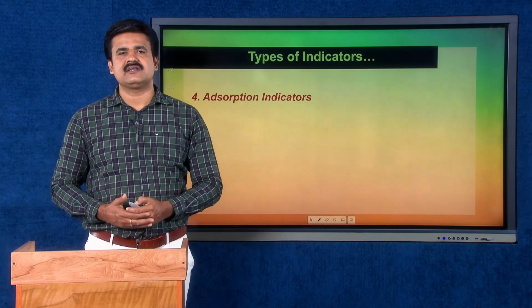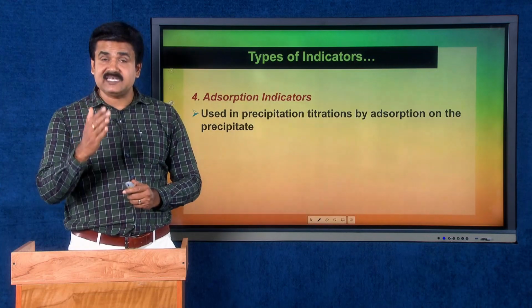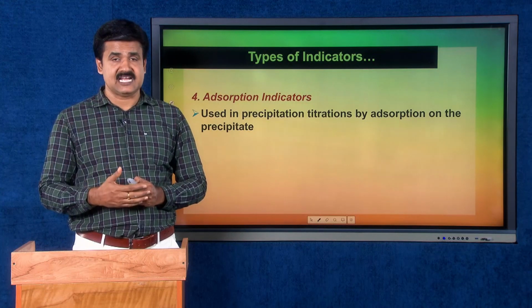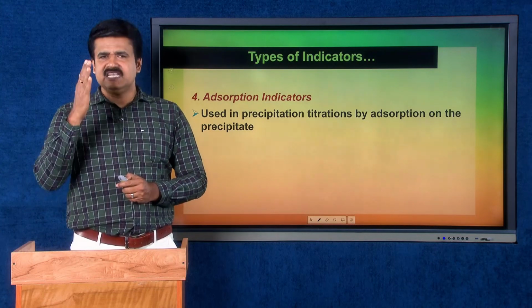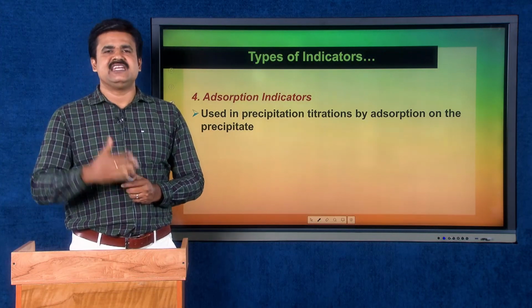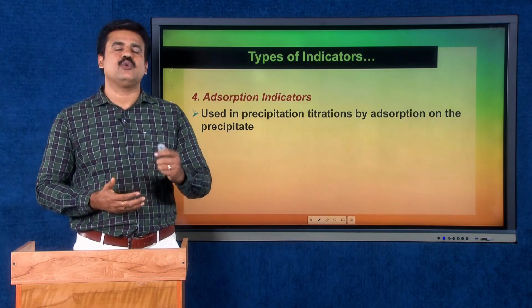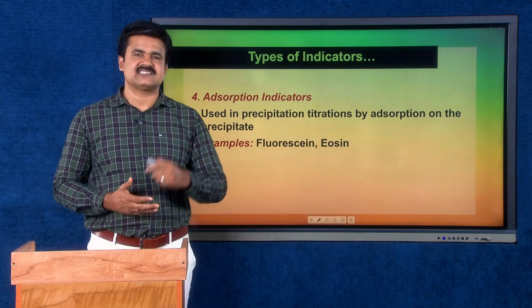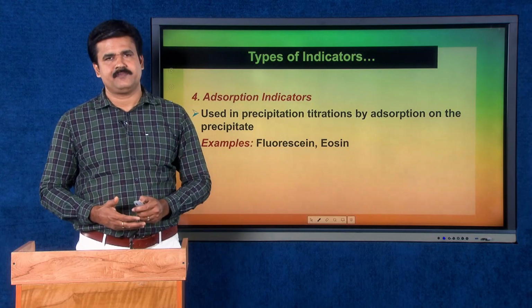And the last category of indicators is adsorption indicators. They are used in precipitation titration, where we carry out a precipitation reaction by adding some precipitating agents, and these adsorption indicators work by adsorption on the precipitate. Examples for adsorption indicators are fluorescein and eosin.